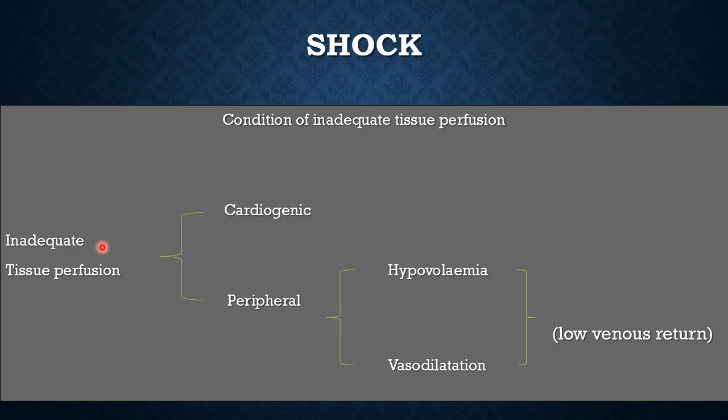Inadequate tissue perfusion, cardiogenic or peripheral shock, is essentially hypovolemia or vasodilatation, and the result is low venous return, which again compounds the inadequate tissue perfusion.